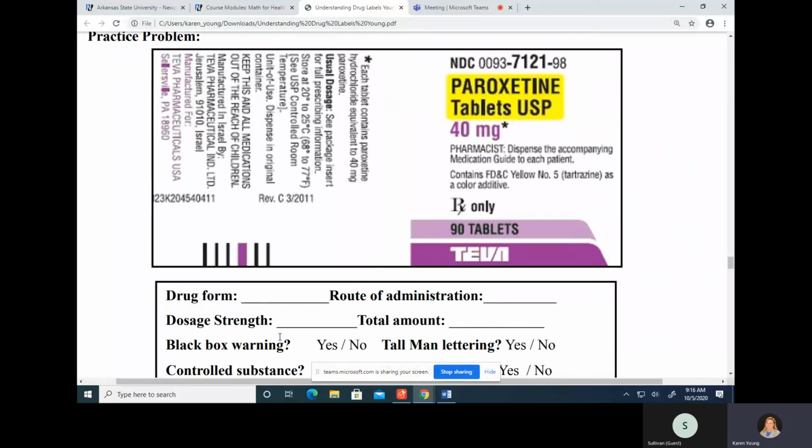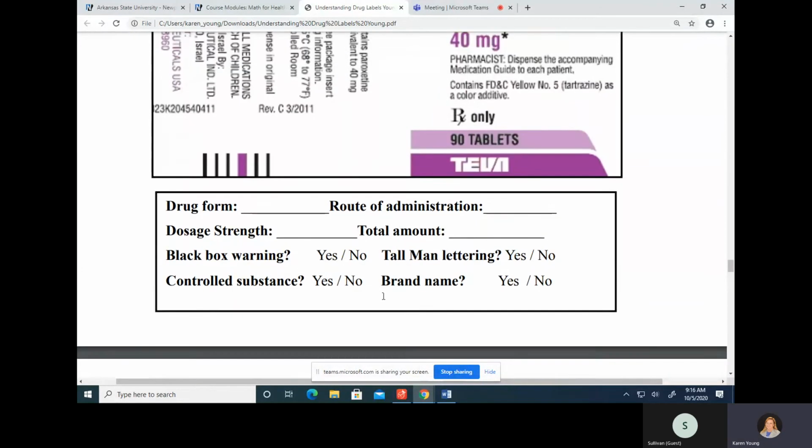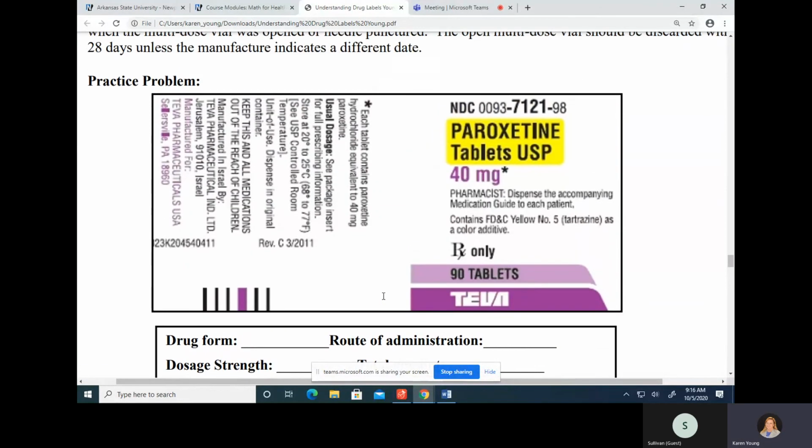What's the dosage strength? 40 milligrams. And what's the total amount? The total amount is the number of tablets in the box. 90 tablets. Is there a black box warning? No. Is there tall man lettering? No. Is it a controlled substance? No. Does it have a brand name? No.